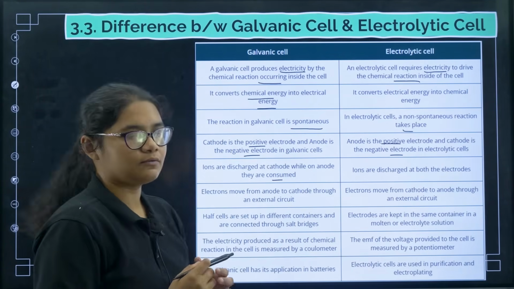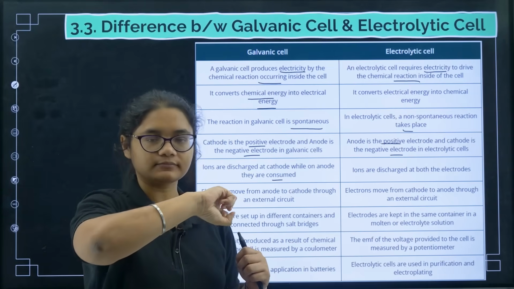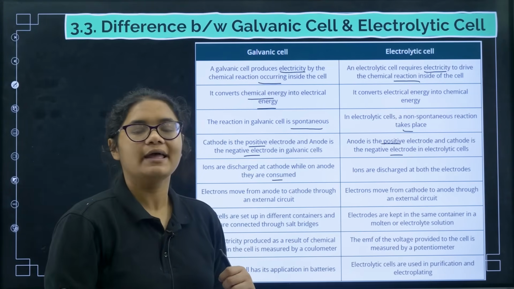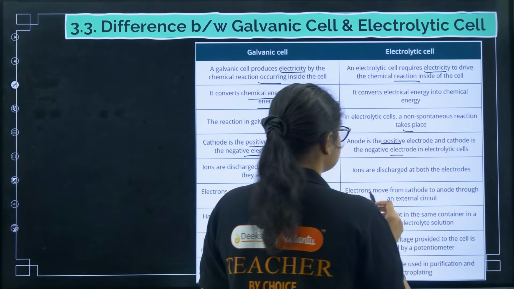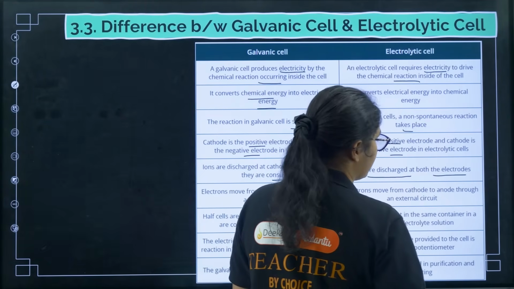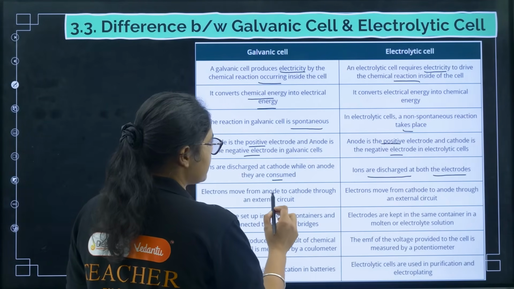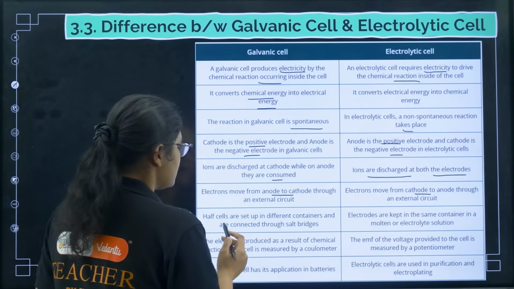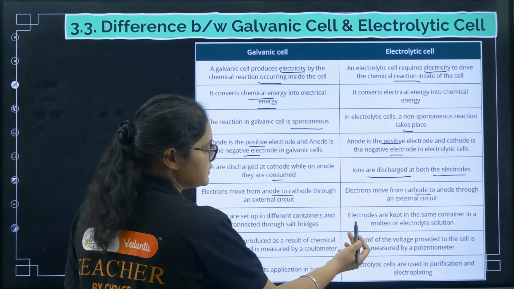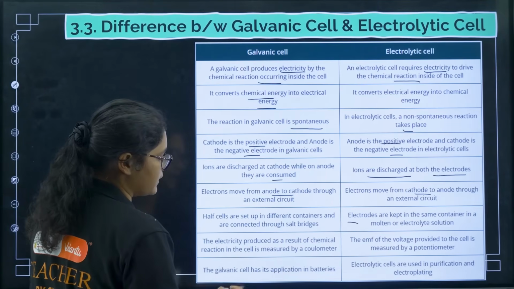So in galvanic cell, what happens? From the anode, the negative electrons come out, and at the cathode they are collected. Okay, here what happens? Ions are discharged at both the electrodes. Now electrons move from anode to cathode, and here electrons move from cathode to anode. Half cells are set up in different containers, half cells are set up in the same container.